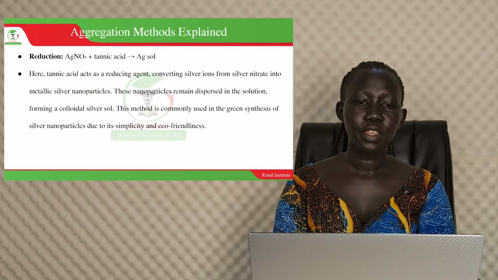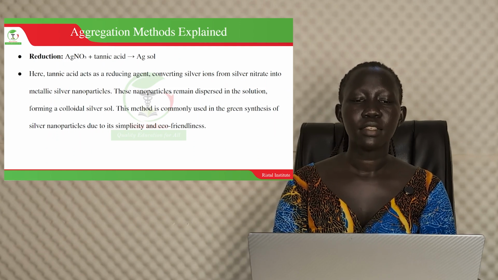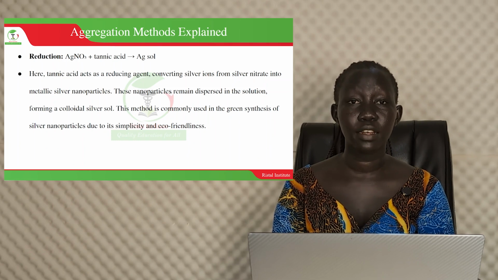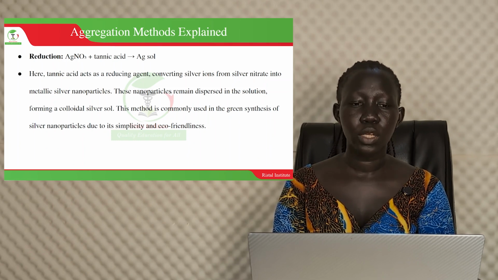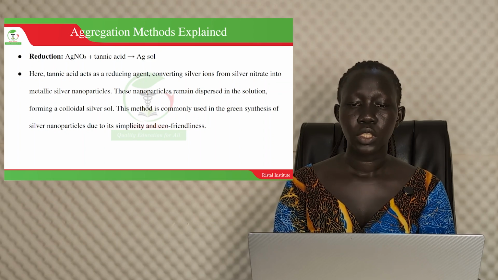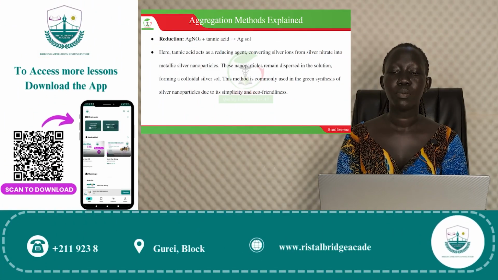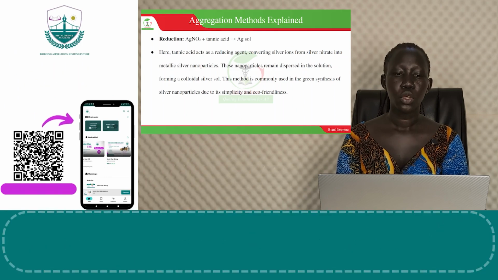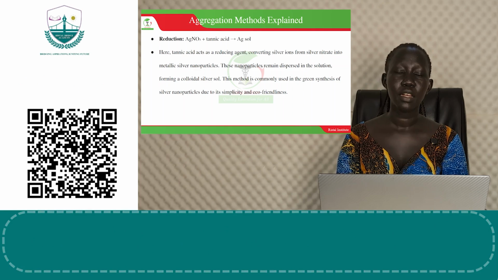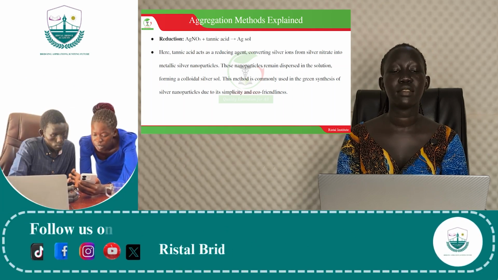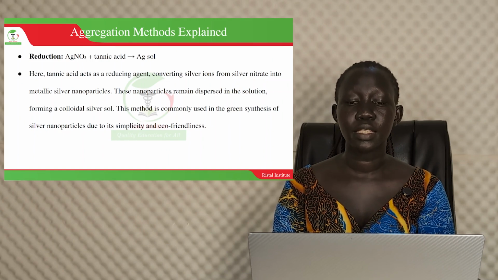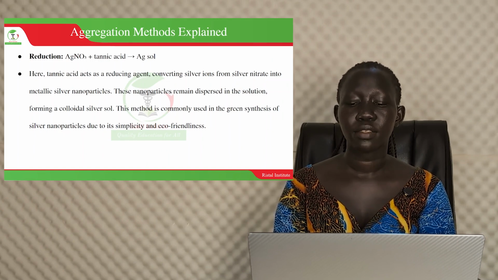In the reduction method, tannic acid acts as a reducing agent and it converts the silver ions from silver nitrate into metallic silver nanoparticles. And these nanoparticles usually remain dispersed in the solution and form a colloidal silver sol. And this method is commonly used in the green synthesis of silver nanoparticles due to its simplicity and eco-friendliness.